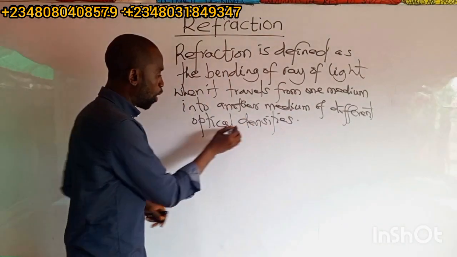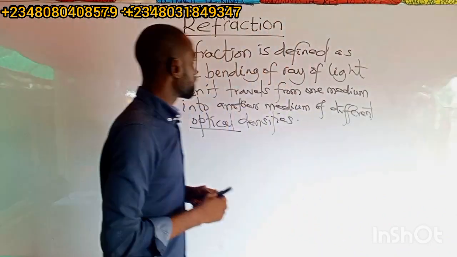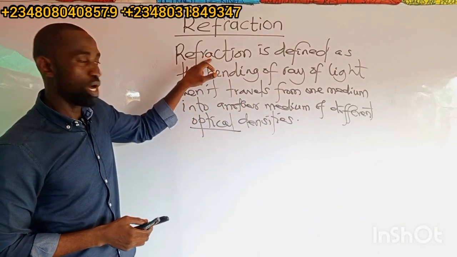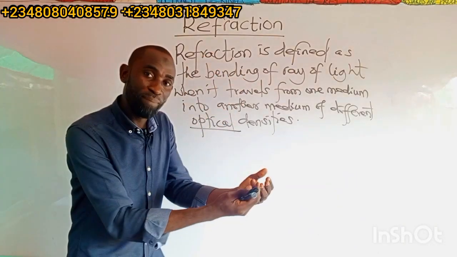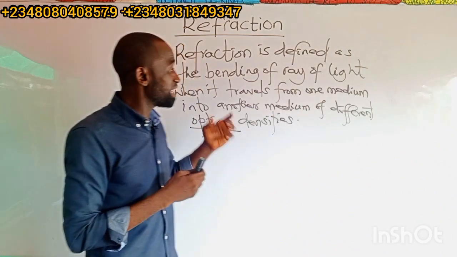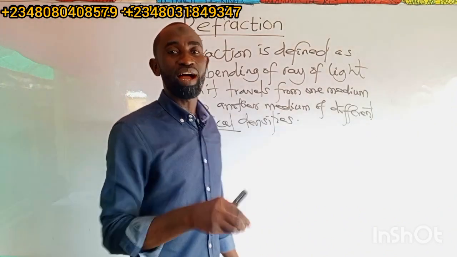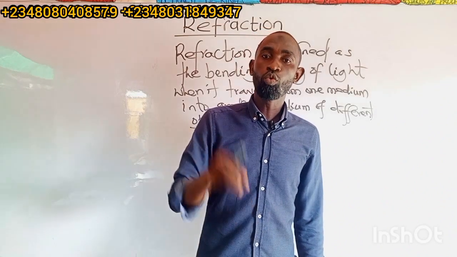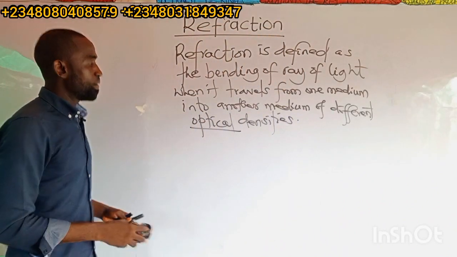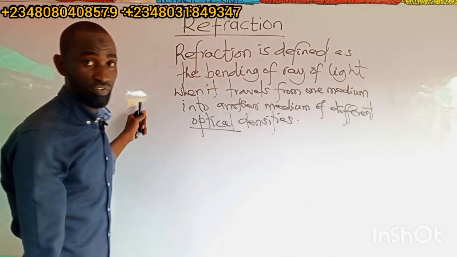So when we hear the word optical, it has to do with what now? Light. So this is refraction. This bending of light is what we term refraction. This light can either bend towards the normal or away from the normal. In the next phase, we are going to discuss bending of light and refractive index. So let's just write: bending of light and refractive index. This is just the definition of refraction.